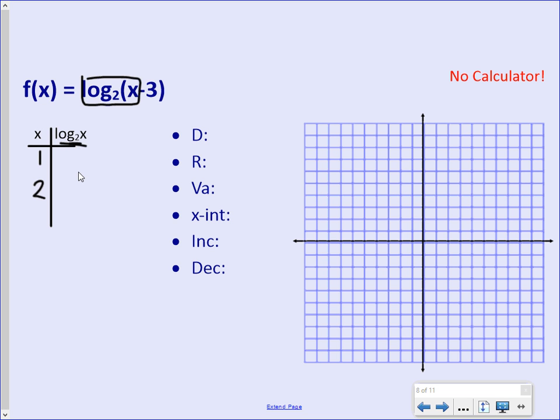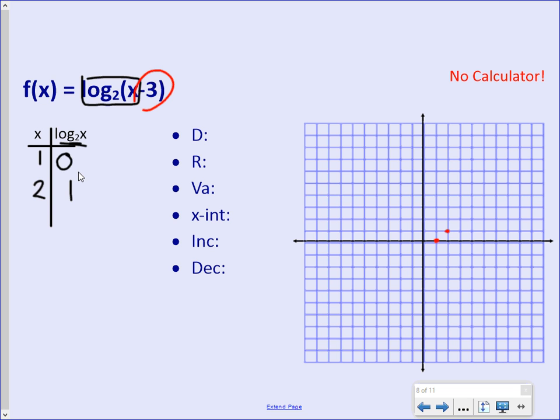Okay, so 1 in the base. Log base 2 of 1 is 0. Log base 2 of 2 is 1. Those are going to be really easy for me to evaluate. They're just my properties of log. And then when I plot those points, I'll plot those points in red, (1, 0) and (2, 1).